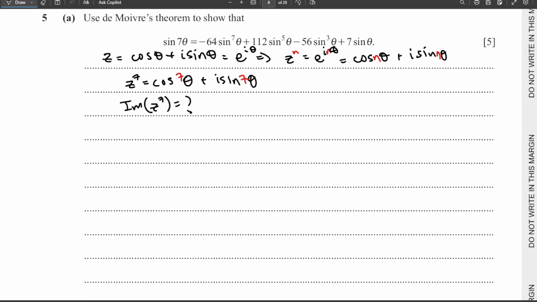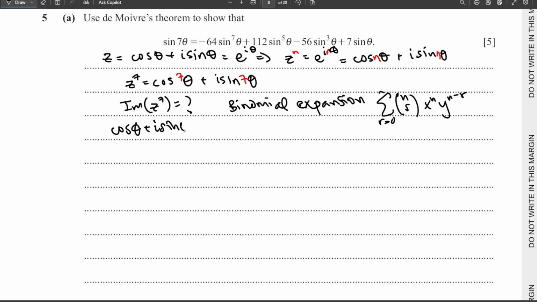To do that, we will use the binomial expansion. We'll expand z to the power 7 manually, with the binomial expansion sum of nCr, r from 0 to n, x to the power n minus r, y to the power r. We're going to expand cosine theta plus i sine theta, power 7. A power of 7 means there are going to be 8 terms, so it's going to take a long time to expand.